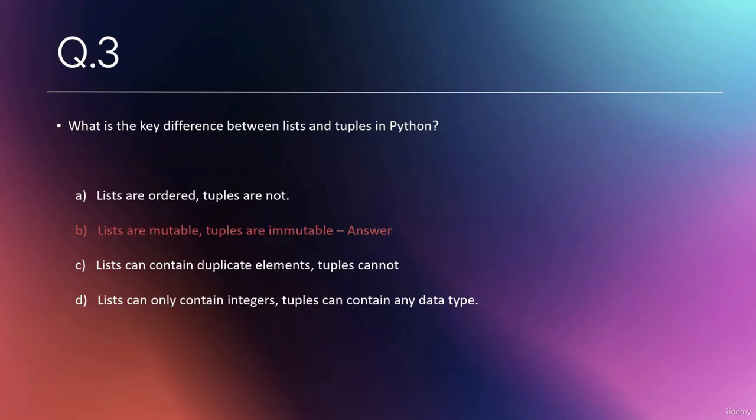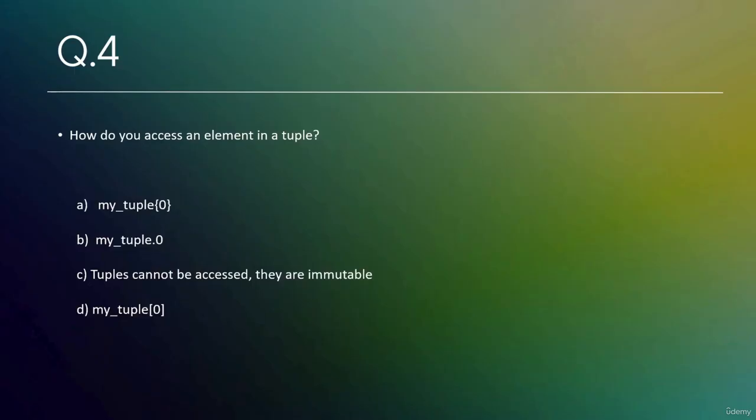Moving on to the next question, we have: how do you access an element in a tuple? So these are four options. You need to see which is the correct option. This relates to indexing of a tuple, so you need to recall how we did that. Now if we move on to the answer, the correct answer is D, because indexing in Python is always done using square brackets, not using curly braces. So the correct answer is D.